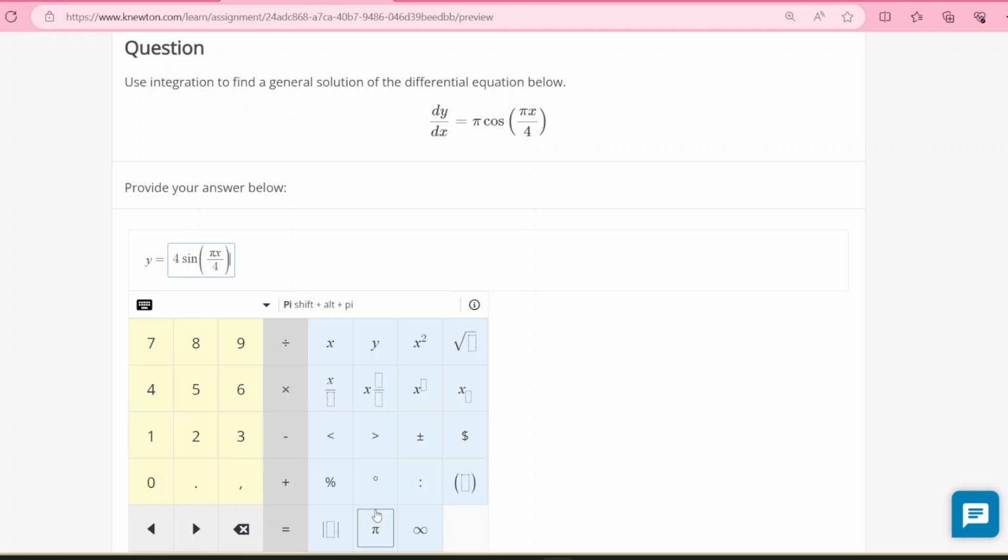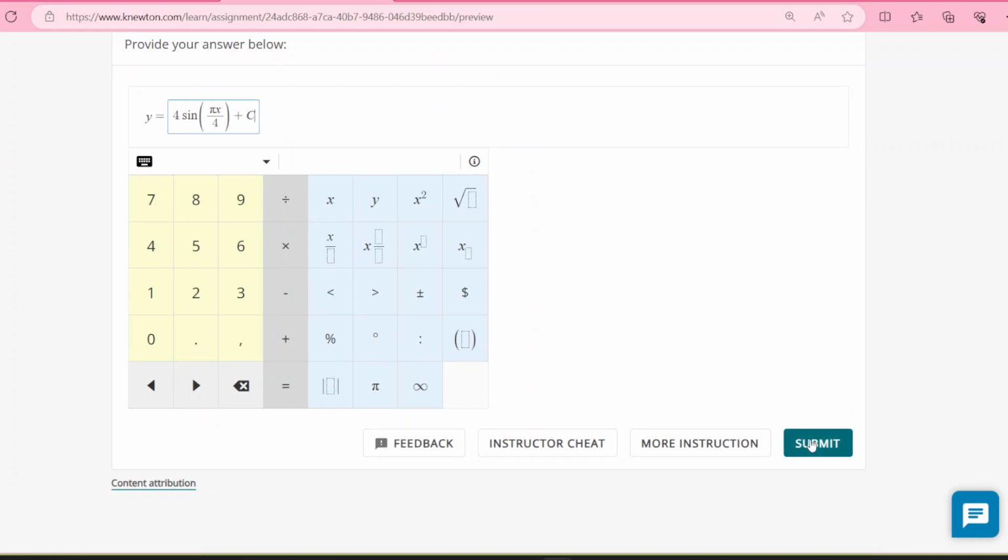And again, don't forget, this is a general solution. You're doing some sort of indefinite integral here, so don't forget the plus some constant at the end. If you don't write that in there, you're just going to be giving one solution, not a description of all of them. And they want the general, a description of all of them. All right, let's submit.